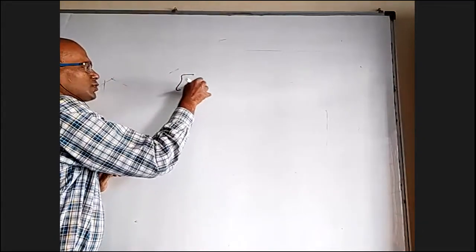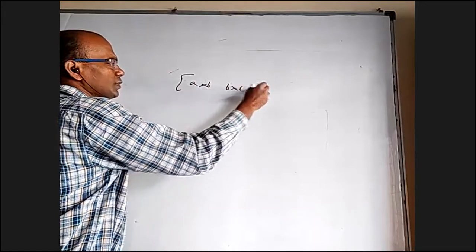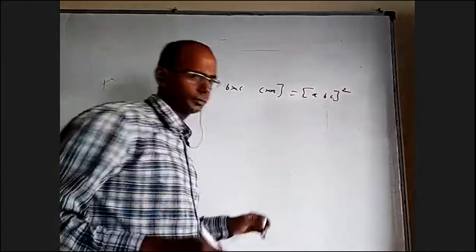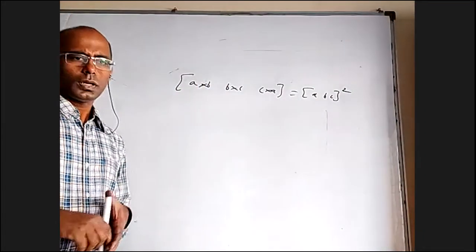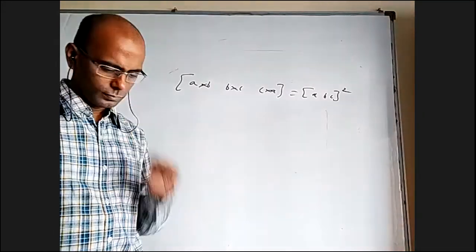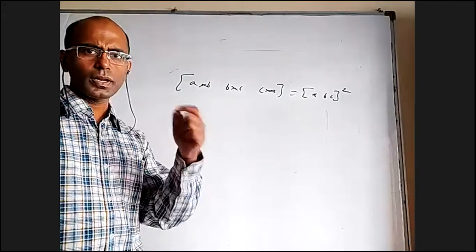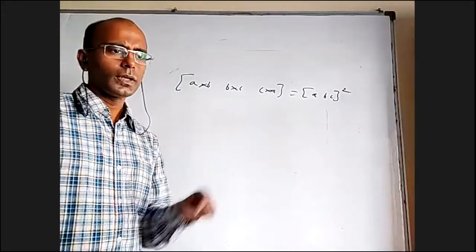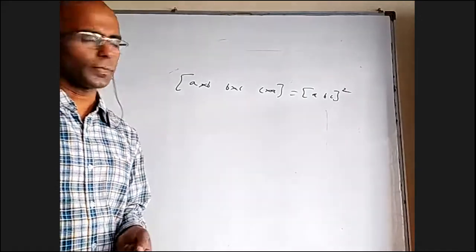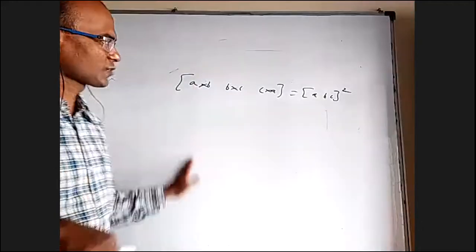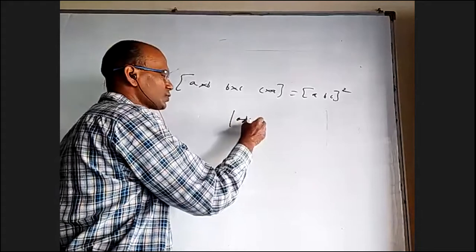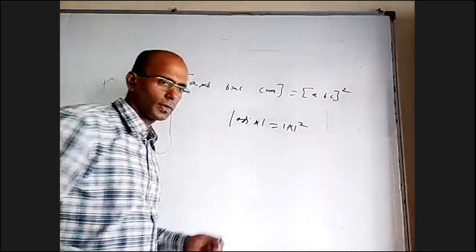This is a formula we use quite a few times. A cross B, B cross C, C cross A, box of that is box ABC whole square. How to understand this? Take A bar as A1i plus A2j plus A3k, B bar as B1i plus B2j plus B3k, and C bar as C1i plus C2j plus C3k. Write this in a matrix form, and what you get is det of adjoint A equal to det A whole square.